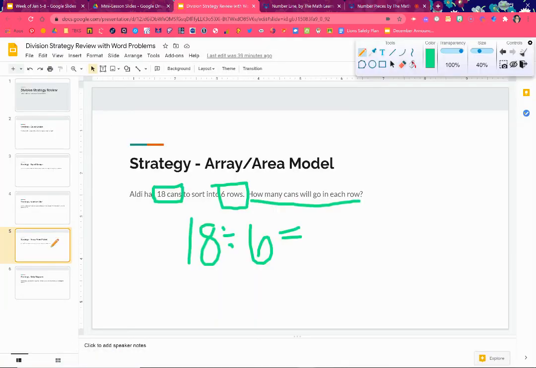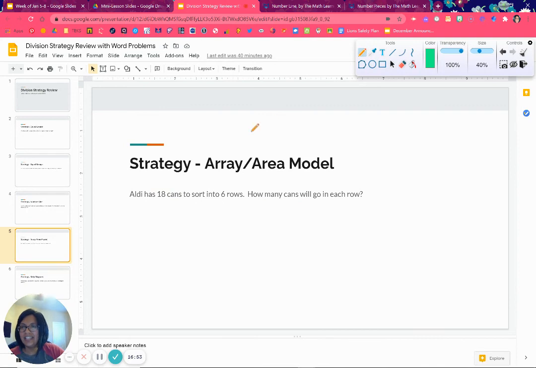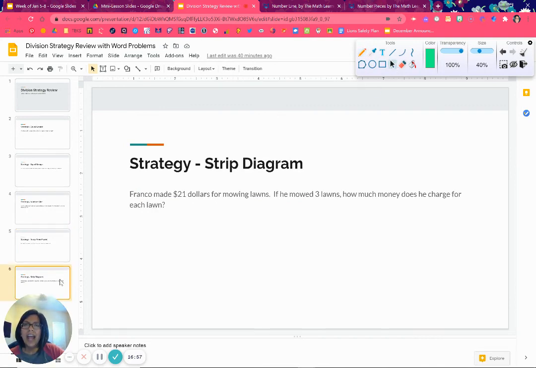All right, so now let's look at our last strategy. Congratulations, you've made it to the end. All right, so our last strategy is a strip diagram, okay? The more practice we get, the better it's going to get. Remember, strips are like your groups. Those are your boxes. The boxes are your groups.